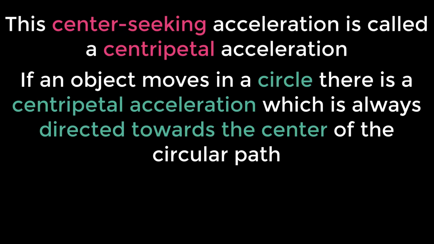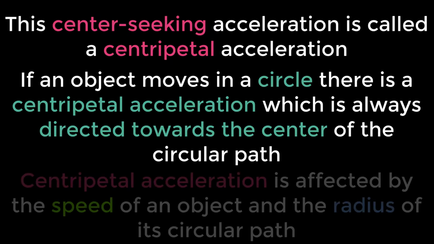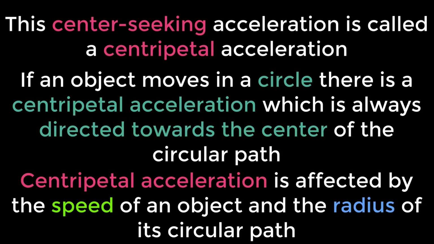If an object moves in a circle, there is always a centripetal acceleration which is always directed towards the center of the circular path. Centripetal acceleration is affected by the speed of an object and the radius of its circular path.